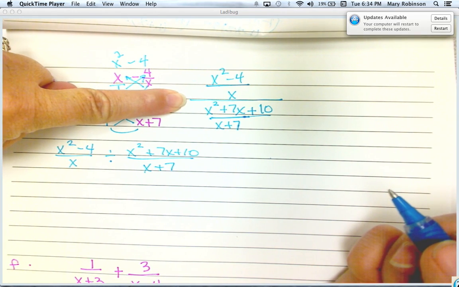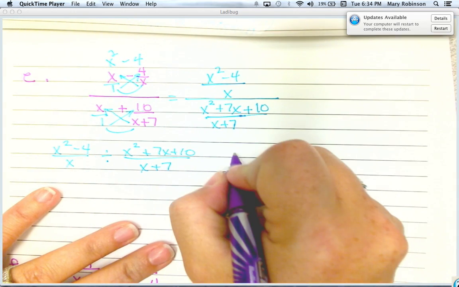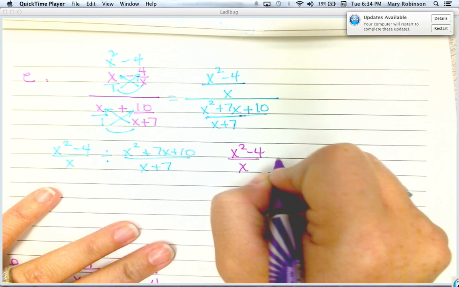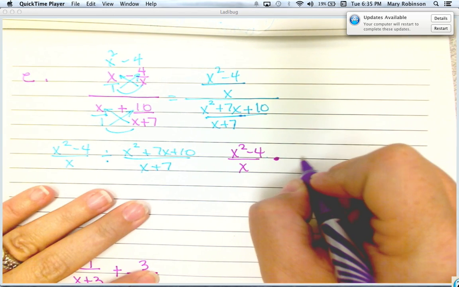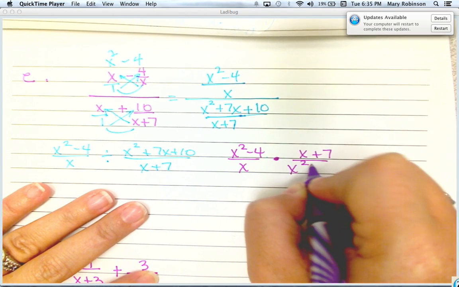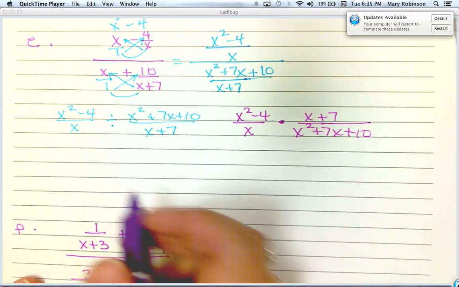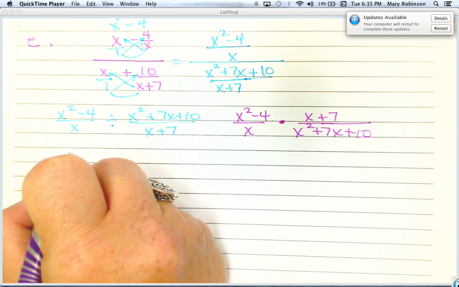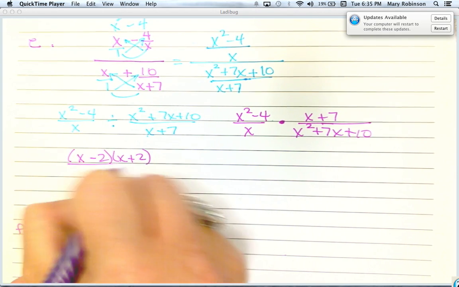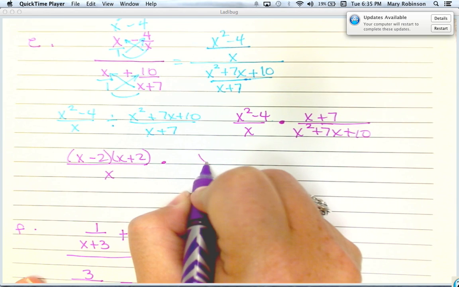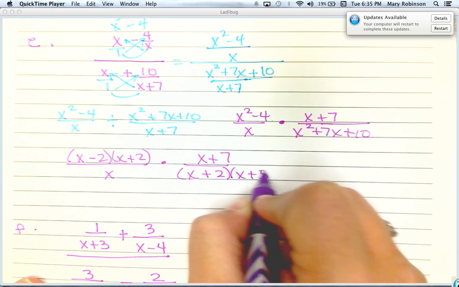So this division means the same as this division. This long fraction bar means division, just like this symbol means division. But remember that at this point, we need to change division to multiplication and invert this, just like we did on part B. So x plus 7 over x squared plus 7x plus 10. Now I'm certain that a lot of you will be able to shorten up steps, and that is perfectly fine. So now if I come over here, my numerator on the left factors into x minus 2 and x plus 2 over x times x plus 7 over x plus 2, x plus 5.